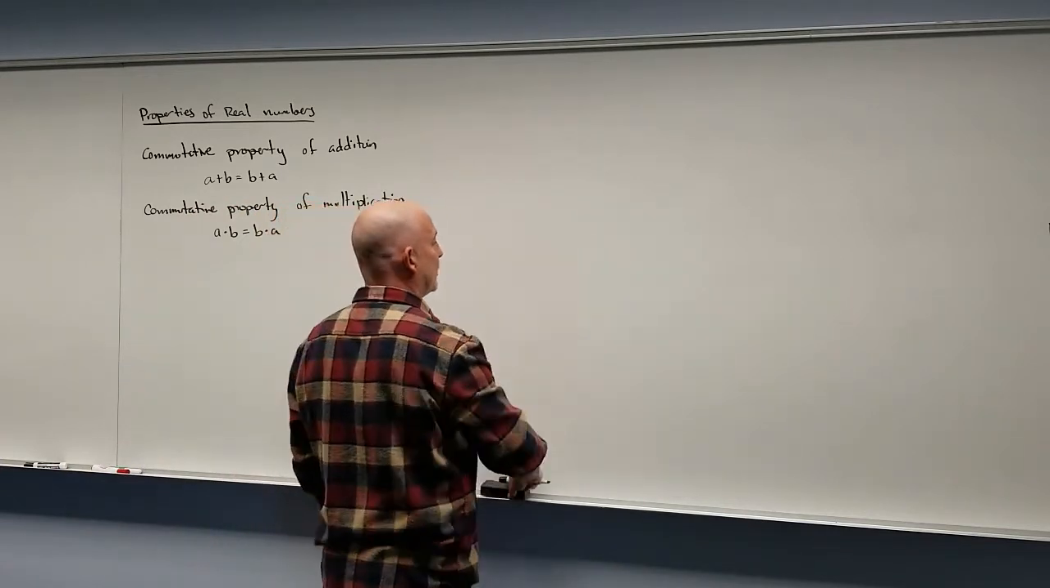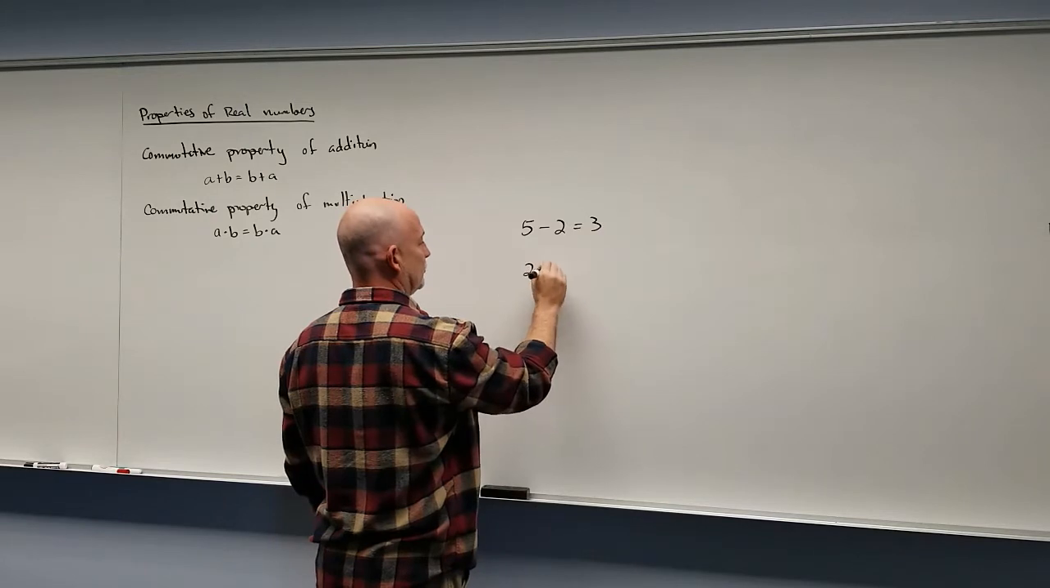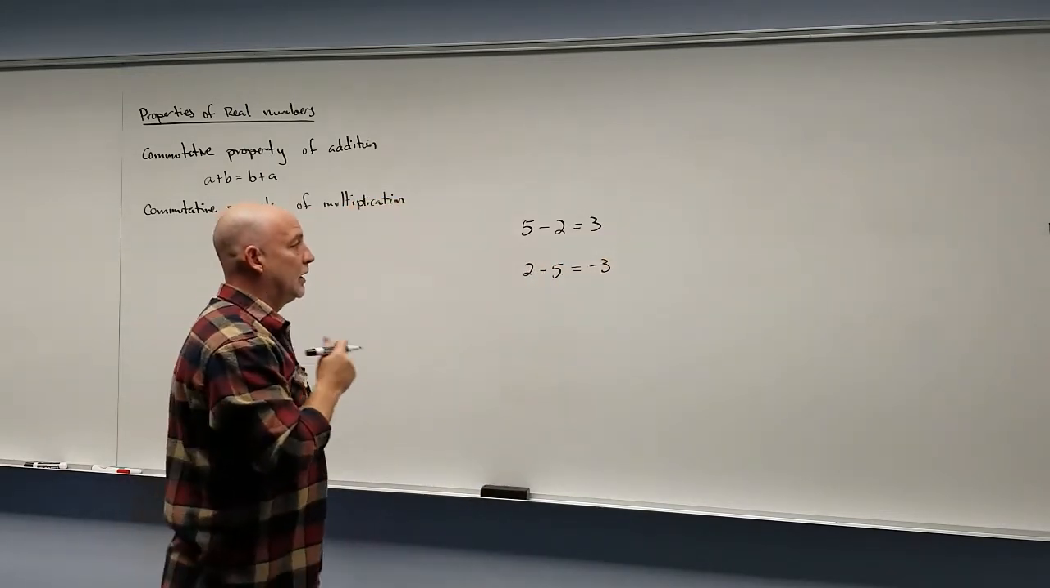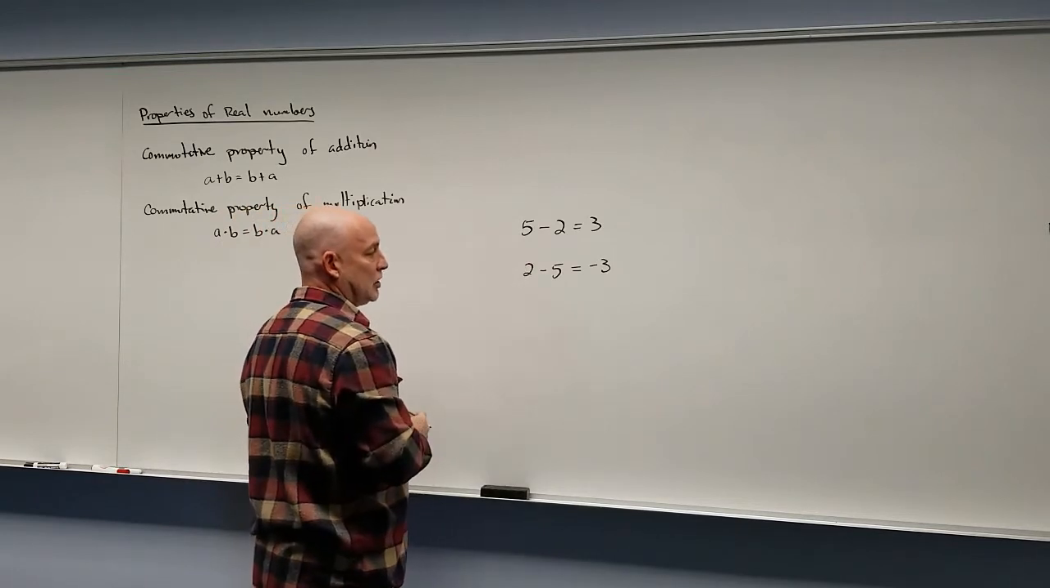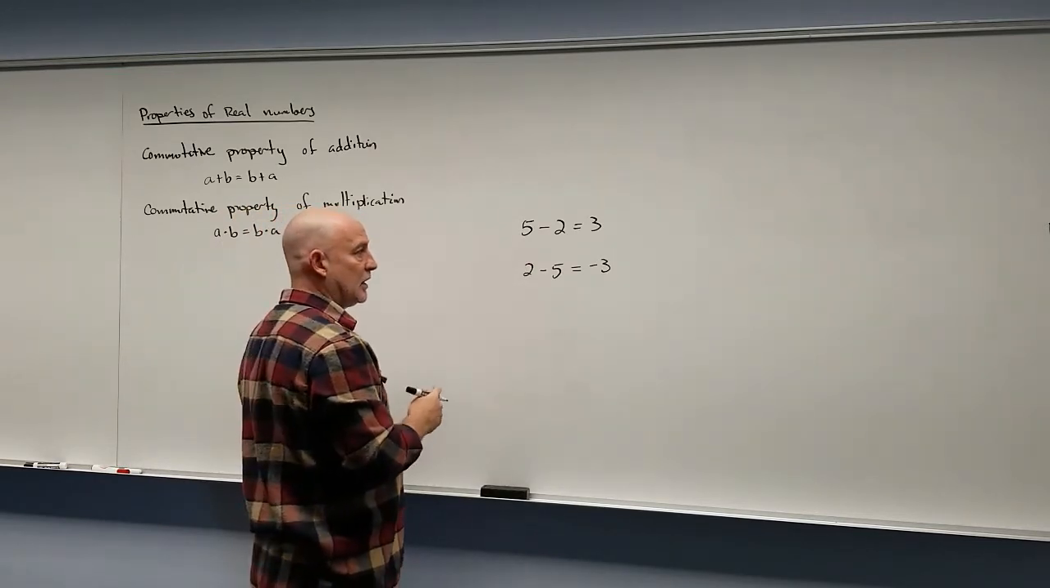All right, let's see if the other two operations are commutative. What about subtraction? 5 minus 2 is 3, but 2 minus 5 is negative 3. Right? So since the order here changed, we didn't get the same answer, which means it's not commutative.